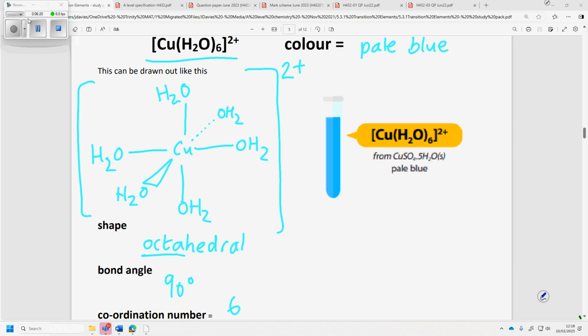You've got to be able to draw 3-dimensional representations. This octahedral shape, absolutely central to transition element chemistry. You also need to know the colours, coordination numbers, bond angles. These are the kinds of things that are important to us as chemists. So there is the copper hexa-aqua ion. That's the first thing that you need to learn.